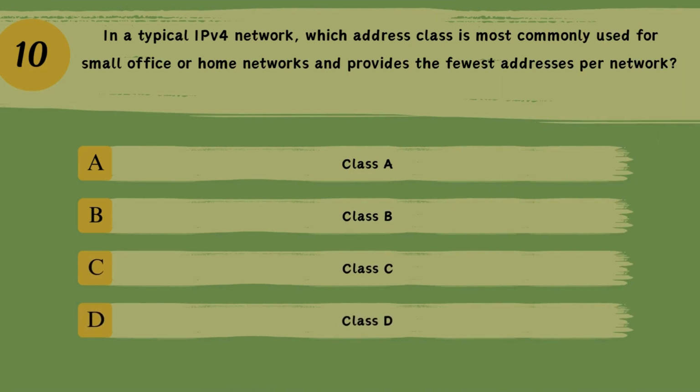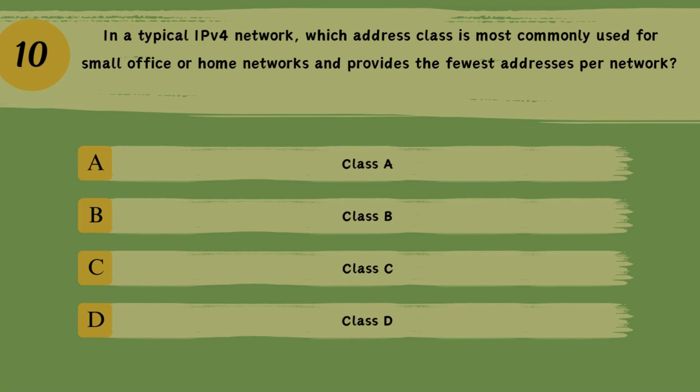Question 10. In a typical IPv4 network, which address class is most commonly used for small office or home networks and provides the fewest addresses per network? A. Class A. B. Class B. C. Class C. D. Class D.